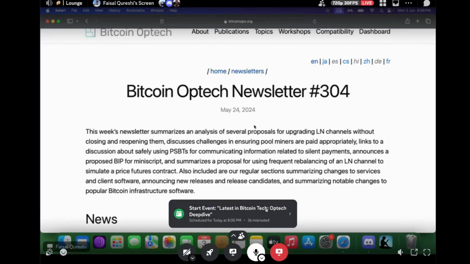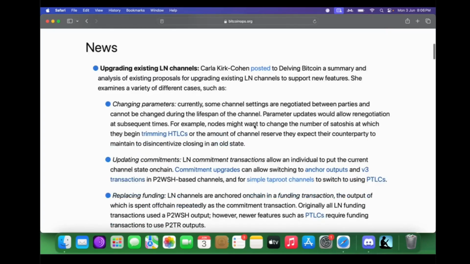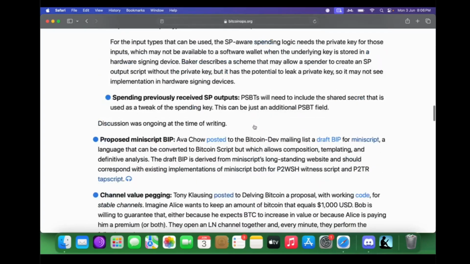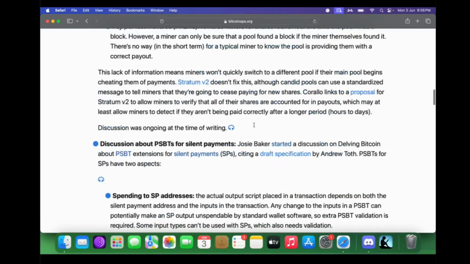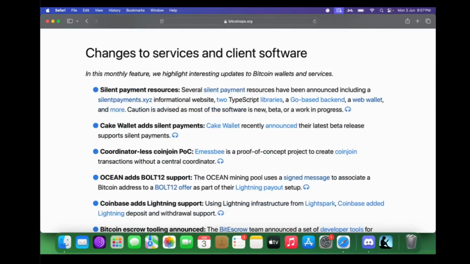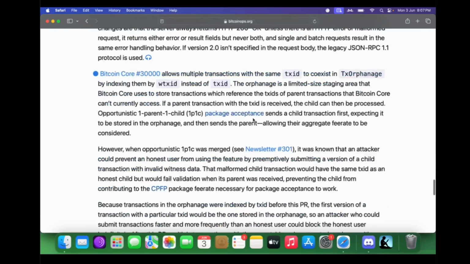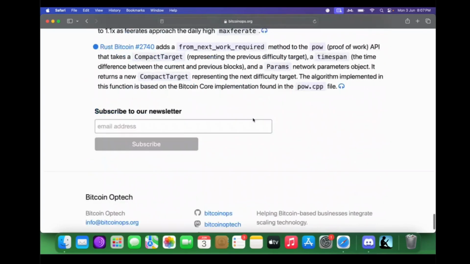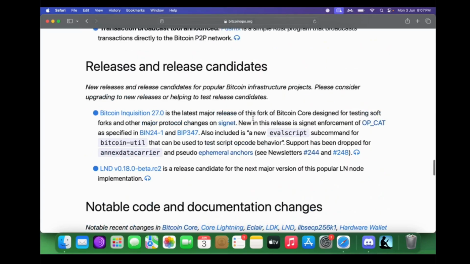Now, just before we dive into the newsletter, this week's newsletter is absolutely mammoth. It's the biggest I remember seeing in recent history. It has, I think, 5 to 6 news articles, 10 changes to service and client software, a couple of releases and release candidates, and I think 4 or 5, even 6, notable code and documentation changes. So it will not be possible for us to cover everything.